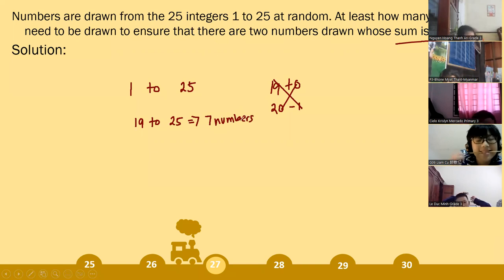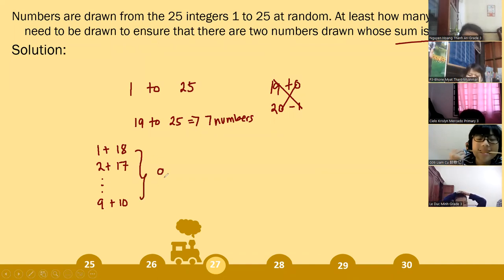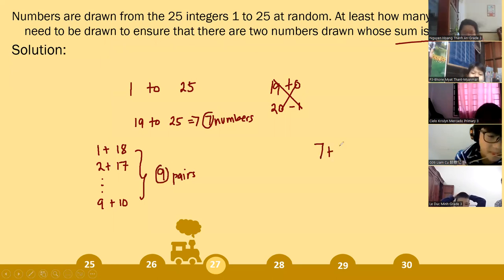Now, how to get 19? We can have 1 plus 18, 2 plus 17, until 9 plus 10. So from this, we have 9 pairs. Therefore, we just need to add 7 plus the 9 here plus 1 to ensure. So the answer is 17 draws.